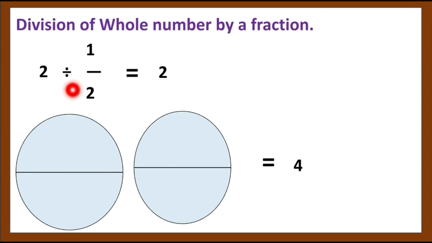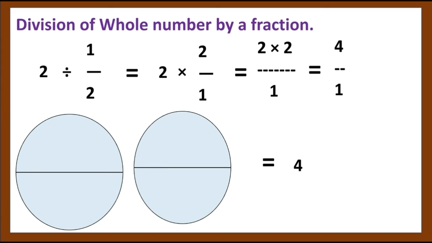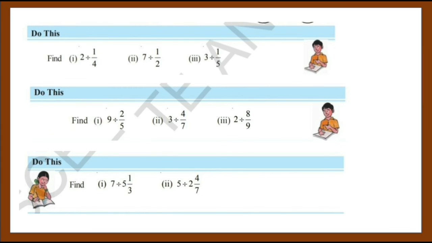So division of a fraction is nothing but multiplication with its reciprocal. That means division we have to convert into multiplication, and the reciprocal of the fraction 1 by 2 we have to write, that is 2 by 1. Now observe that 2 into 2 by 1 is equal to 4 by 1, which is equal to 4. Okay. So division by a fraction is nothing but multiplication with its reciprocal. That you have to remember.